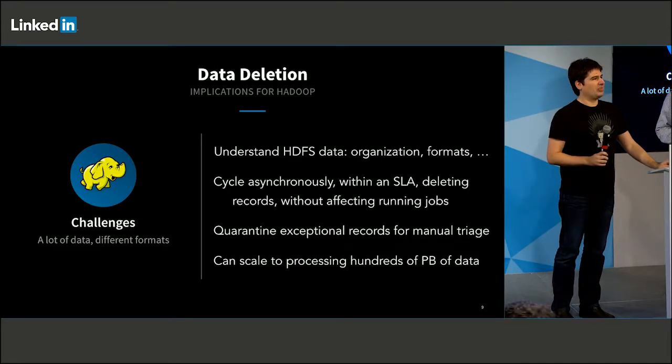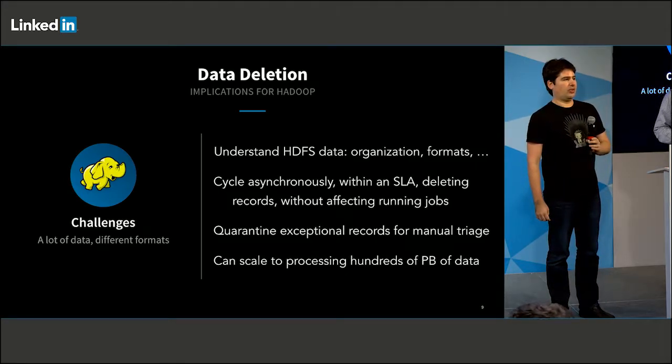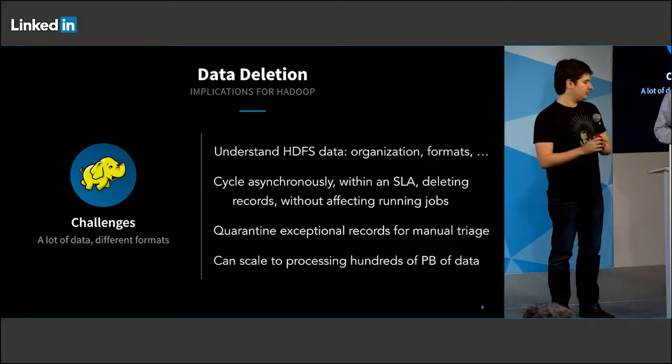So why is that hard? One thing is that we have to understand all the data that's on Hadoop. As you saw before, we have data from a large number of sources, and it's generated all the time. The data platform team might not necessarily know it's there, because a lot of the time Goblin and other tools are built to be data agnostic. We need to cycle through a large amount of data without affecting other running jobs. And sometimes we need to quarantine a record. If we're not sure this record belongs to a member, or we want to make sure we're not deleting too much, we want the ability to soft delete data in a sense, and then hard delete it later.